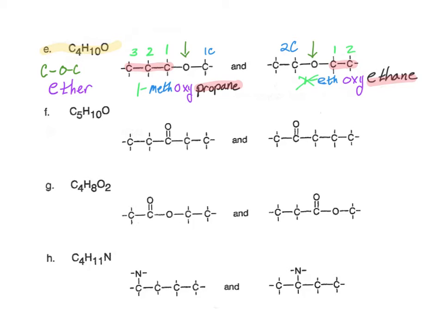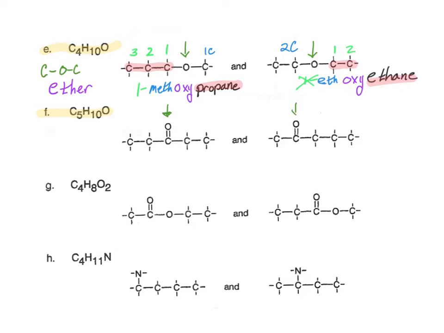Now let's look at letter F, which has C5H10O. Again, the molecular formula is the same, so it has a possibility of being an isomer. And then we're going to look at it. We're going to see that we have a functional group with the oxygen here, so C double bond O on it.